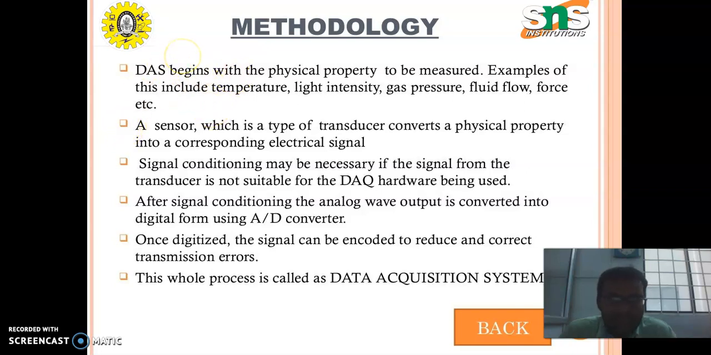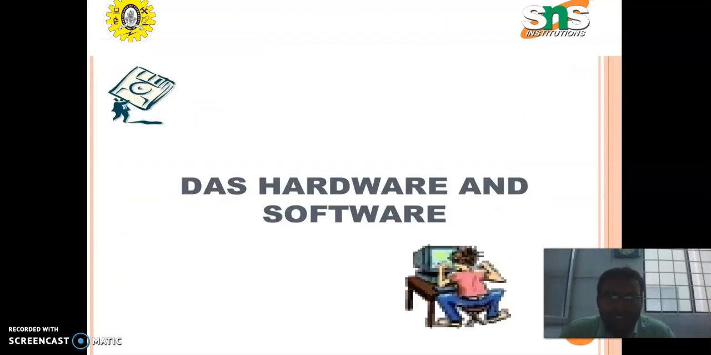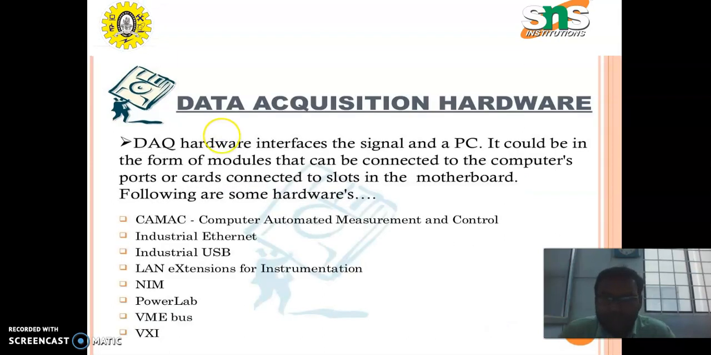These are all some of the major components which were already discussed in the previous lecture series. Some of them are sensor, signal conditioning unit, which we have discussed already, and also analog digital conversion unit. Next, we are going to discuss about data acquisition systems hardware and also its software.